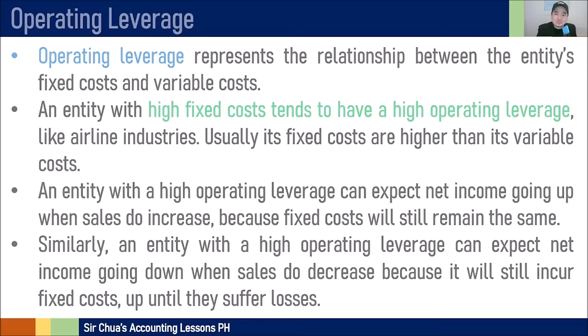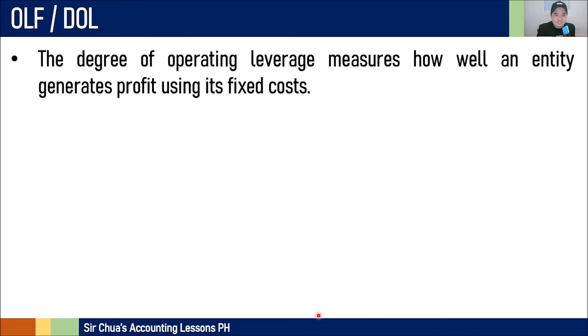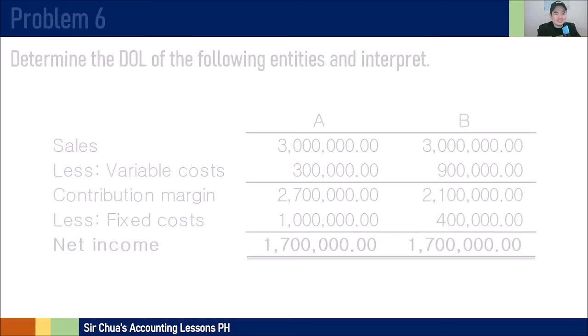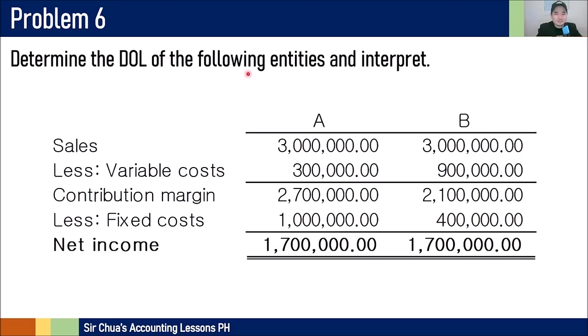The degree of operating leverage measures how well an entity generates profit kung paano lalaruin ang fixed cost. Okay? So your degree of operating leverage or your operating leverage factor can be obtained by dividing your contribution margin to your net income. Okay? So tingnan nga natin kung paano mangyayari using problem 6. Determine the DOL or the degree of operating leverage of the following entity. So magkaibang company daw po si A and B, and then interpret natin.